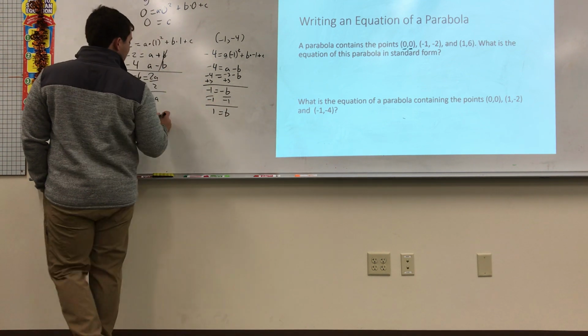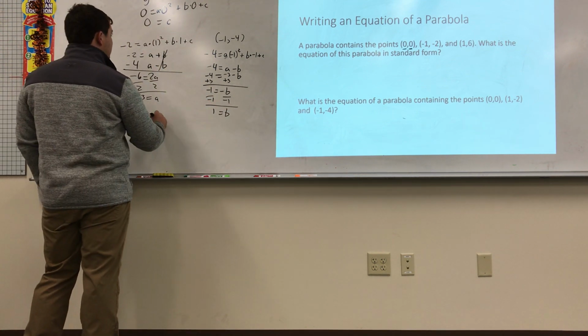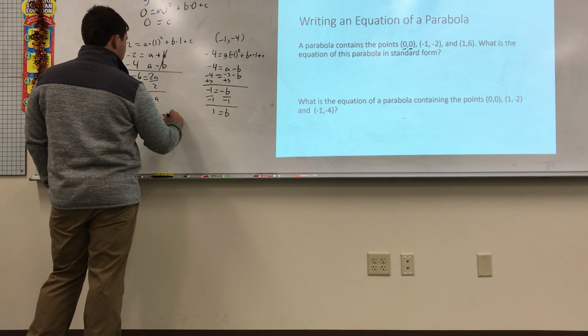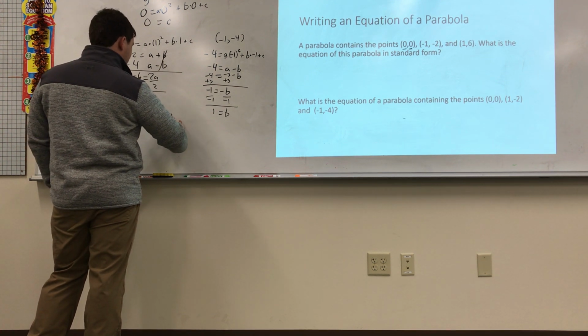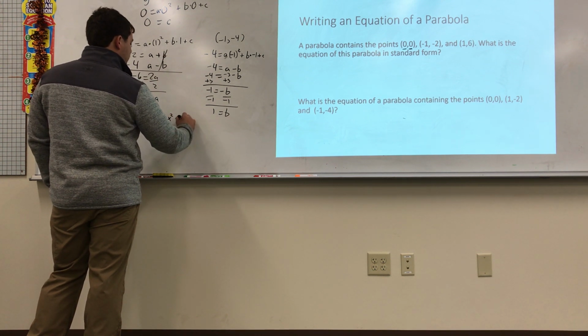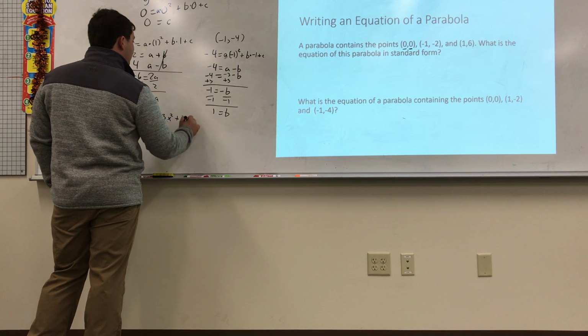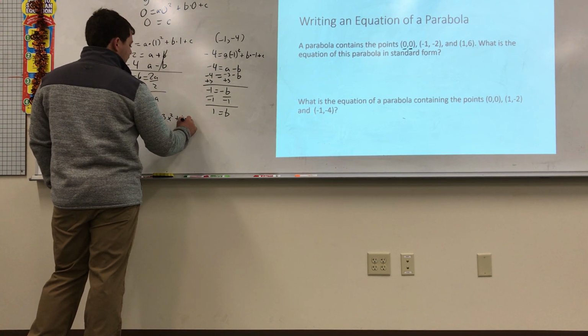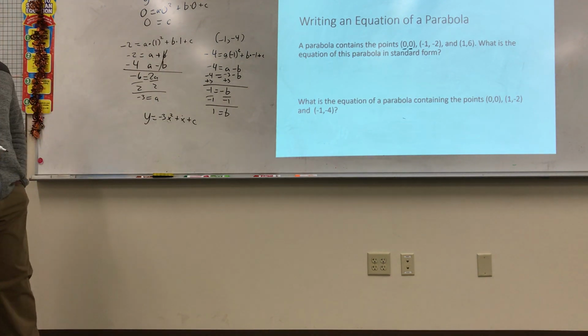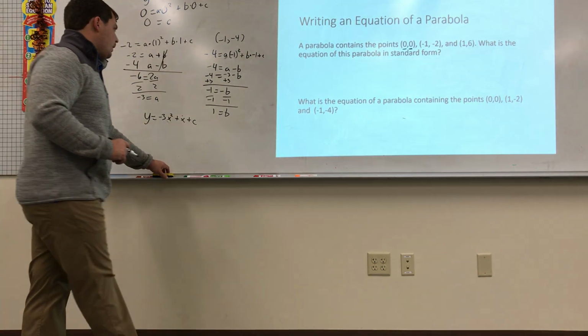We have to put it back in that formula. y equals -3x squared plus b, which is 1, so you're going to have x, plus c. And that would be your equation for that one.